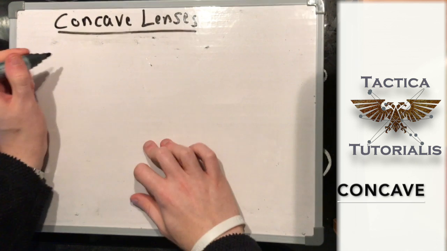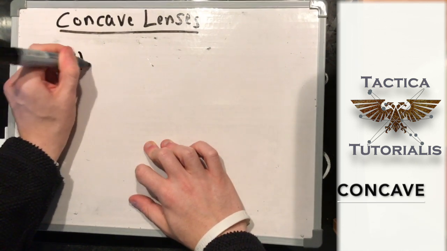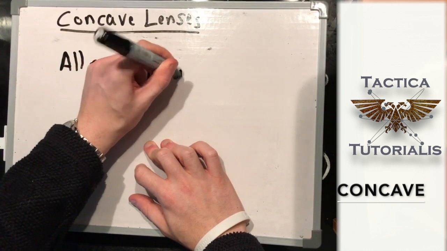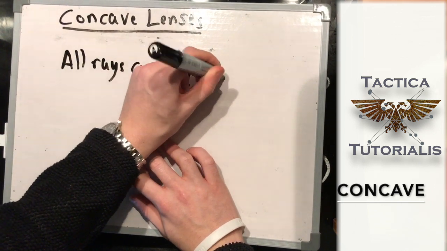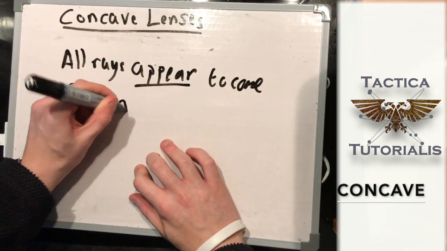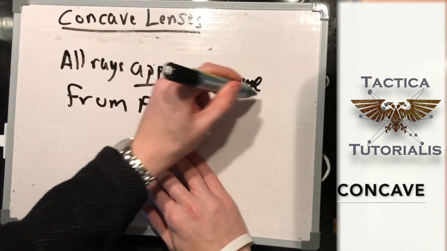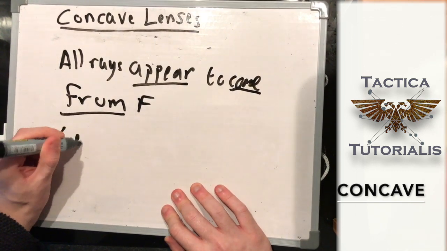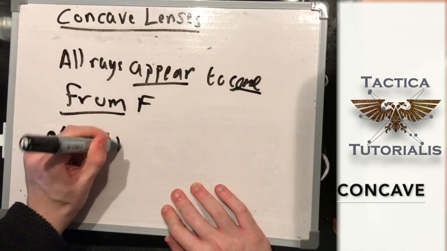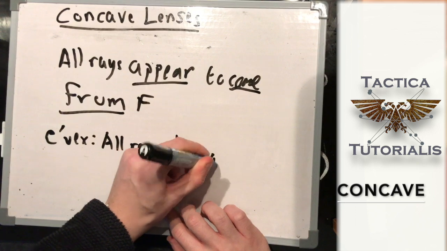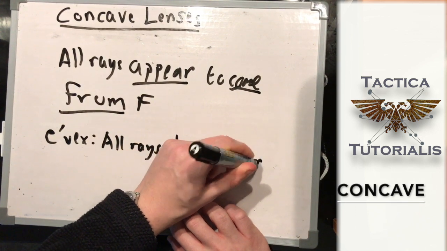However, the difference here is that all rays appear to come from F. They all appear to come from F. Remember, for convex, all rays do pass through F.